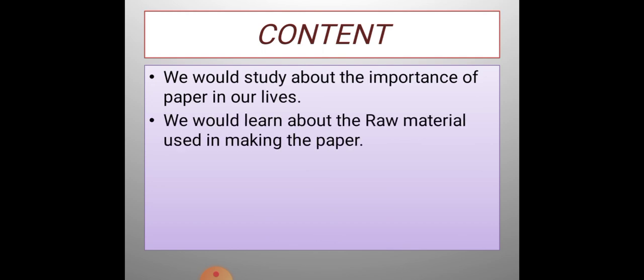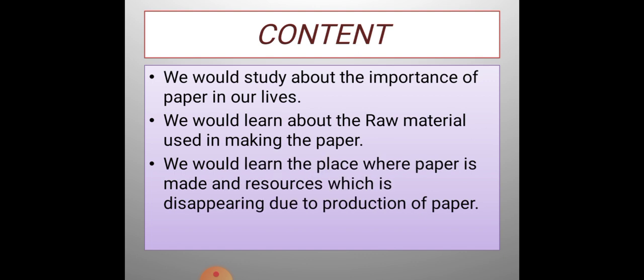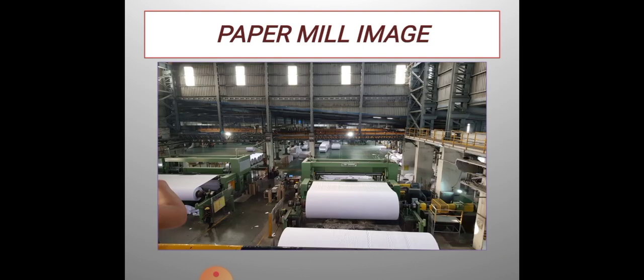We will be learning about the raw material that is used to make paper, and then about the resources that are needed and how we get the raw material. Then we will have an activity as well. This is how a paper mill factory looks. Paper mill or paper factory, huge bundles of paper, right?